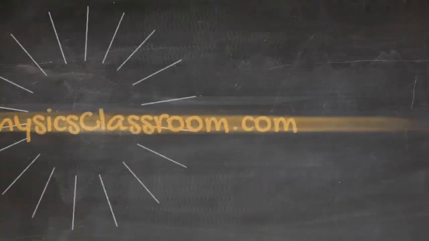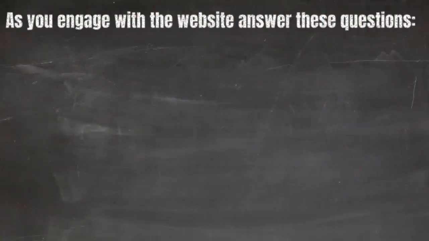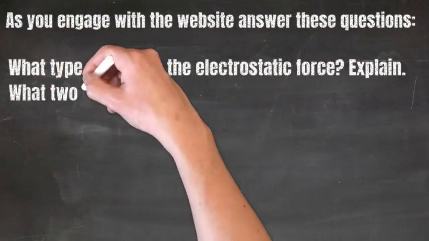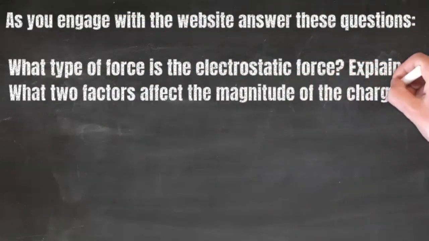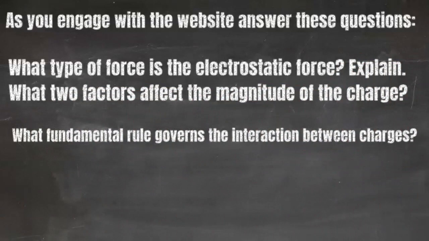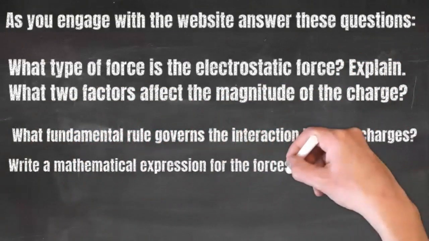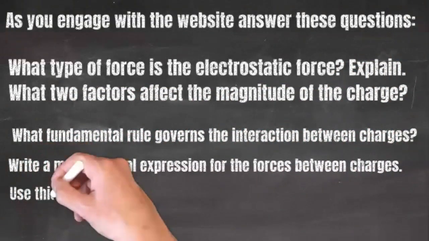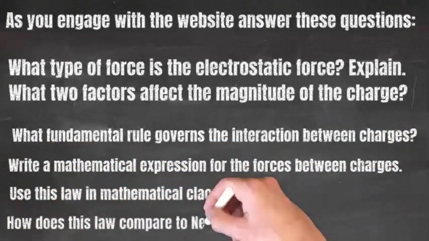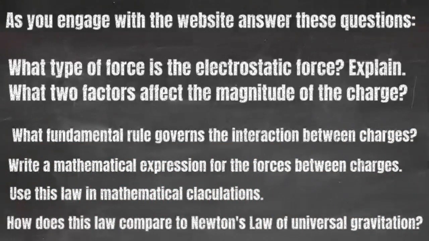As you work through this lesson in the physicsclassroom.com, I'd like you to answer the following questions. What type of force is the electrostatic force? Please explain your answer. What two factors affect the magnitude of the force? That should be not charge. What fundamental rule governs the interaction between charges? Write a mathematical expression for the forces between the charges. Try and use this law in the mathematical calculations in the worked examples that are given. And how does this law compare to Newton's law of universal gravitation?